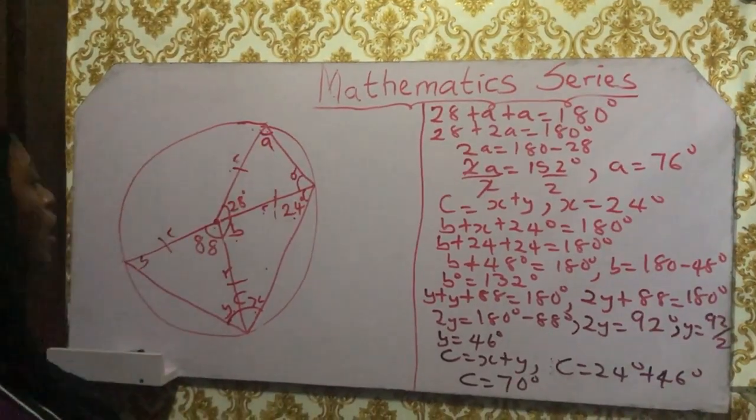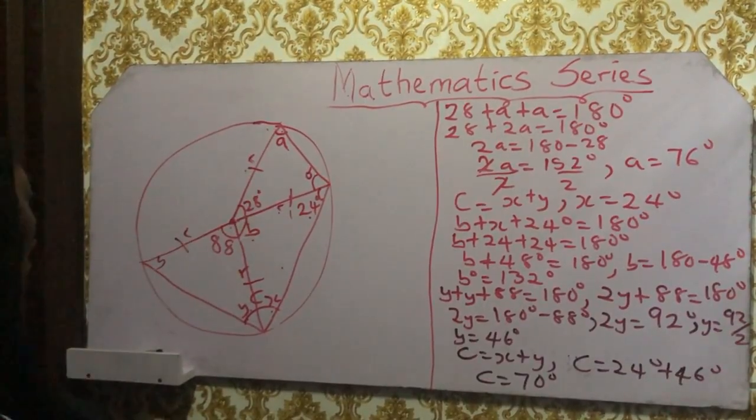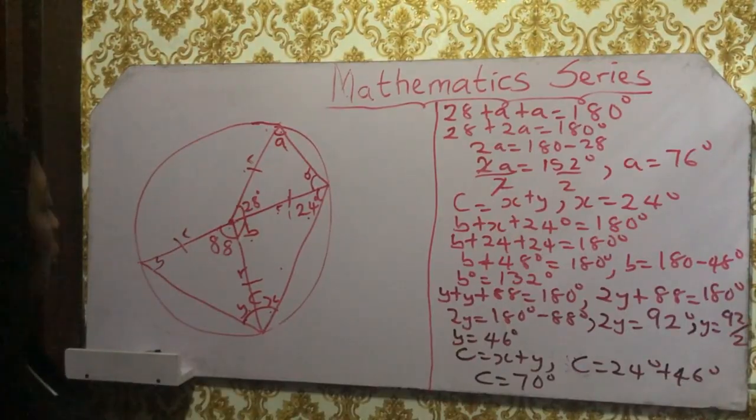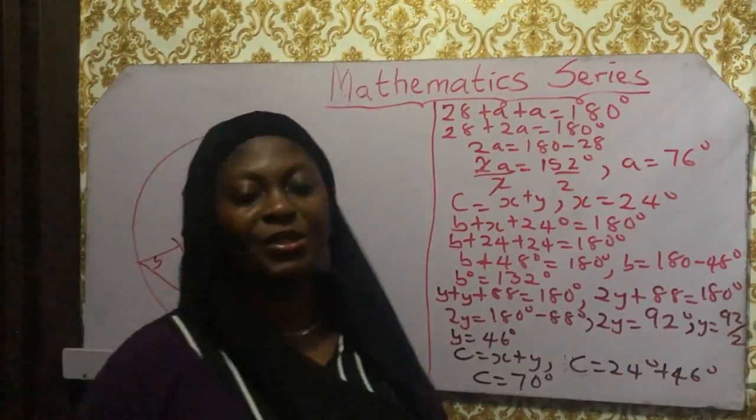So we can say we got angle A to be 76 degrees, angle B to be 132 degrees, and angle C to be 70 degrees. I hope you learned something.